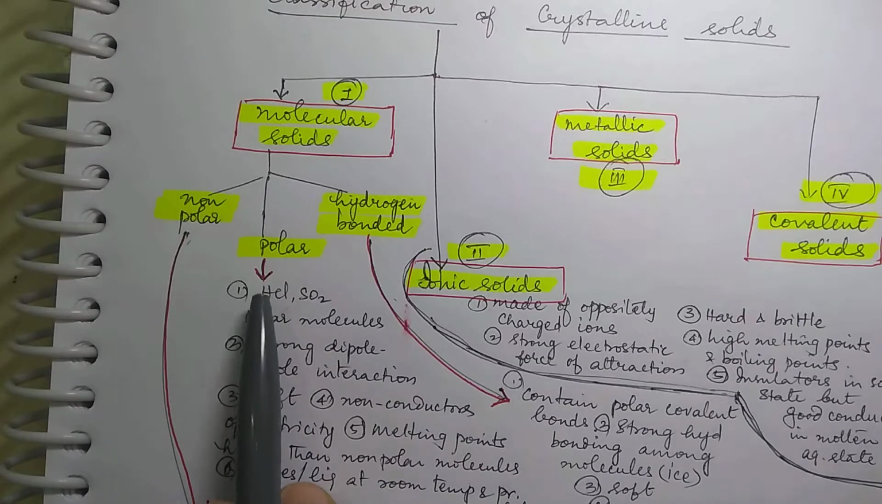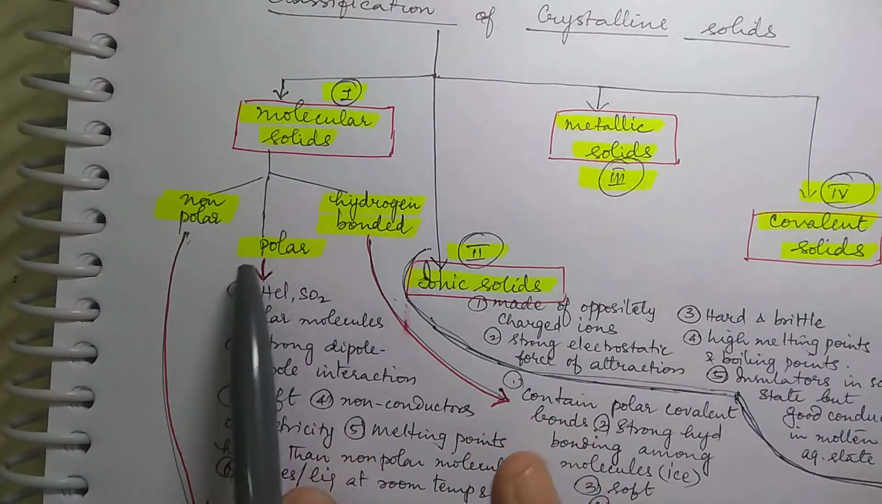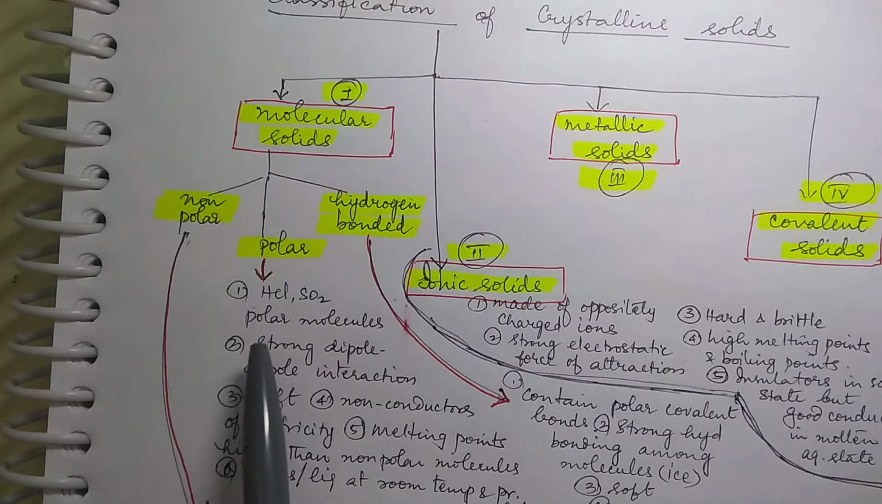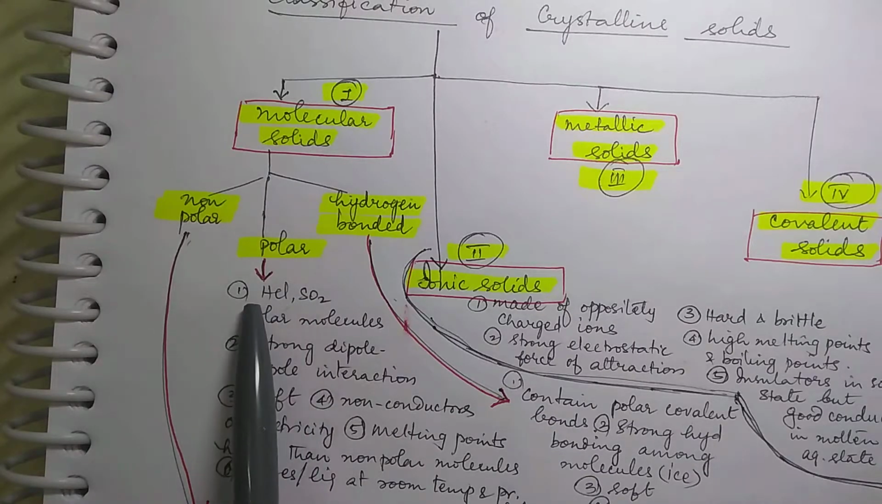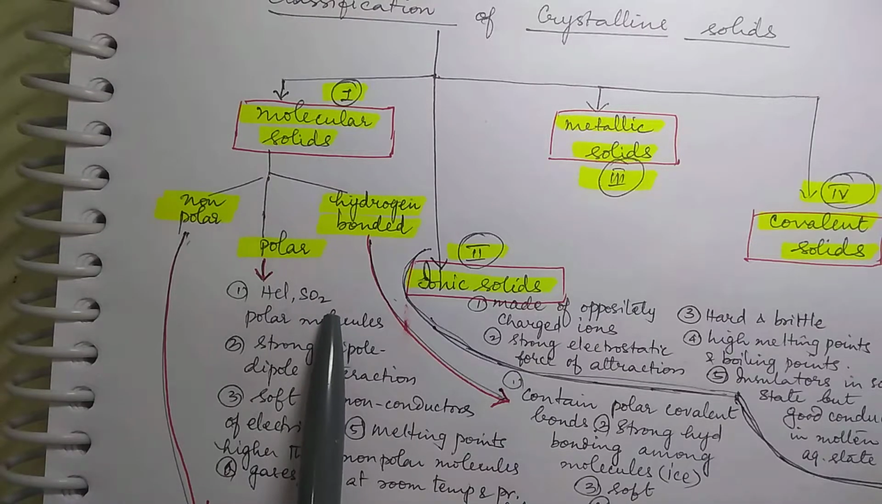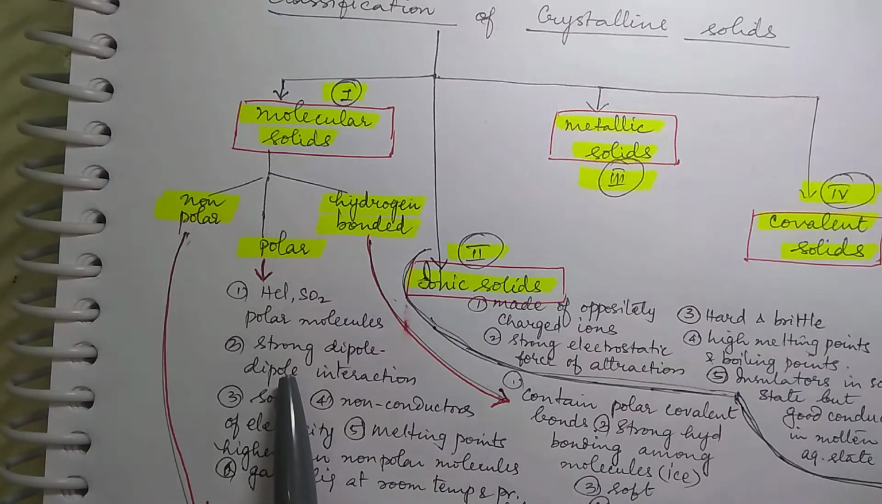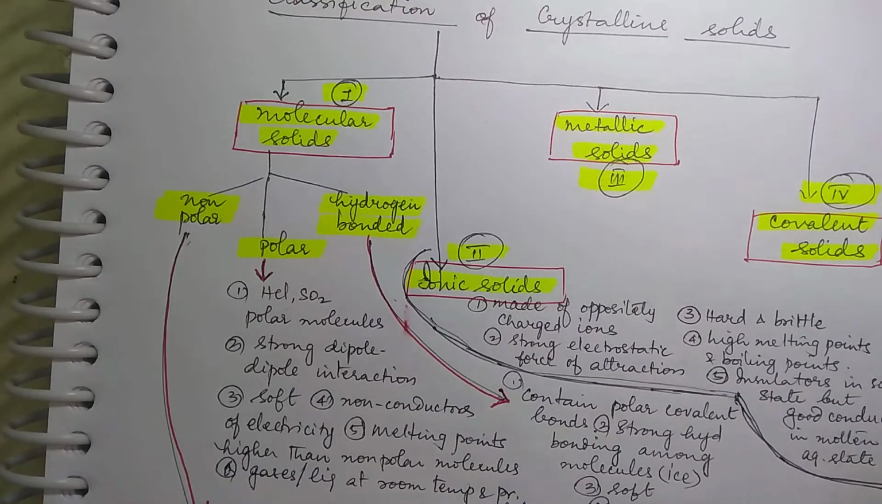Now the next category is polar molecular solids. The name itself is telling you that the molecule is a polar molecule. HCl is polar. Why is it polar? Cl is more electronegative than hydrogen. Same way, in SO2, oxygen is more electronegative than sulfur. So both are polar molecules. And what is the kind of interactive force between them? They are strong dipole-dipole interactions.